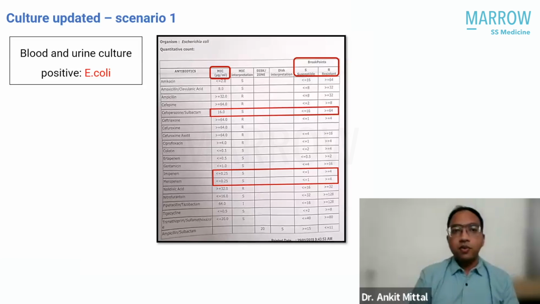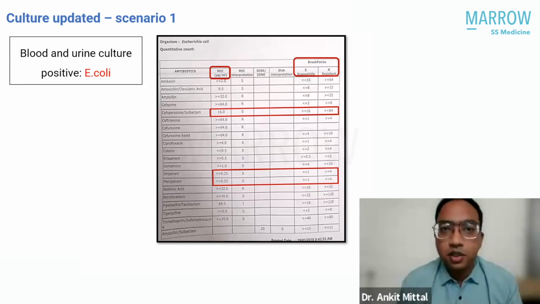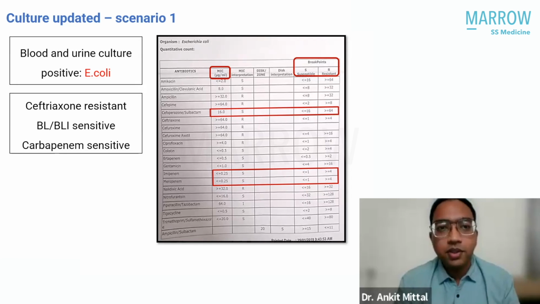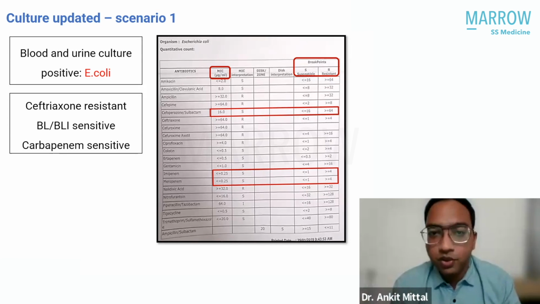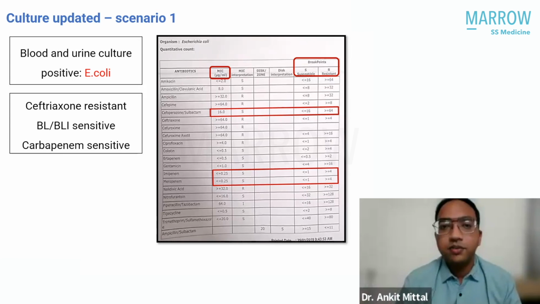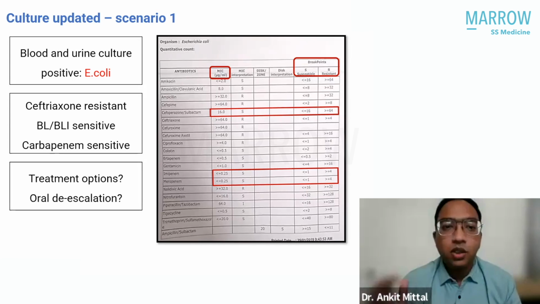Now, coming back to our case. So we have this culture updated, and what we have seen is blood and urine cultures both are positive for E. coli. And what we notice here is that it is ceftriaxone resistant. It is sensitive to amoxiclav, sensitive to cefoperazone sulbactam and piptazo, and it is also sensitive to carbapenems. Now the question is, what do you start?